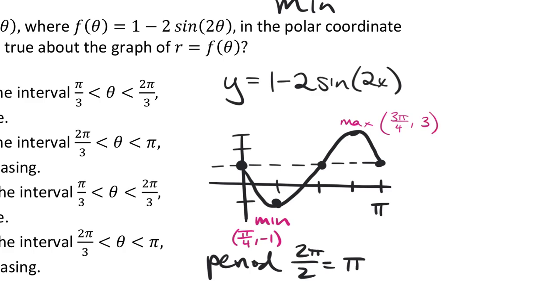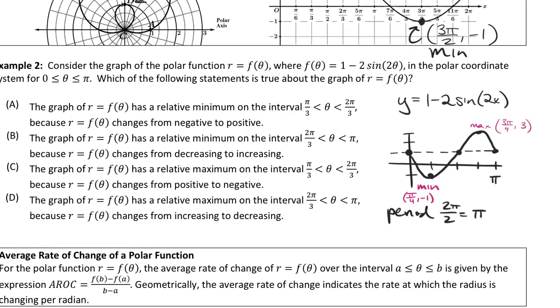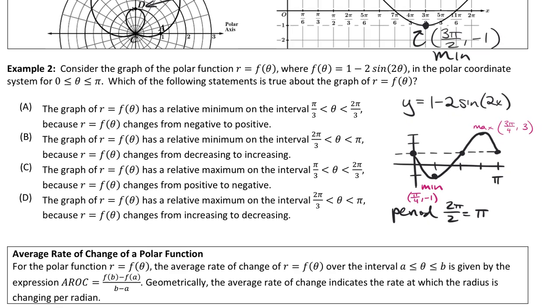Okay, let's look at what the answer choices even offer us here. It says the graph of r equal to f of theta has a relative minimum on the interval between pi over 3 and 2 pi over 3. We have a relative minimum between 2 pi over 3 and pi. We got a whole lot of words happening here. But let's think about this second part of the sentence. This one says because r equal to f of theta changes from negative to positive, it changes from increasing to decreasing.